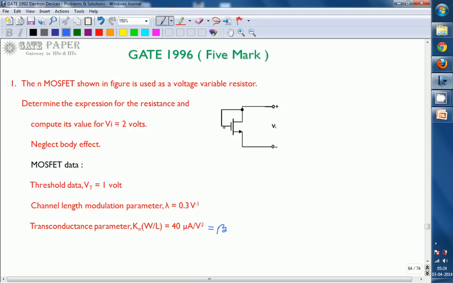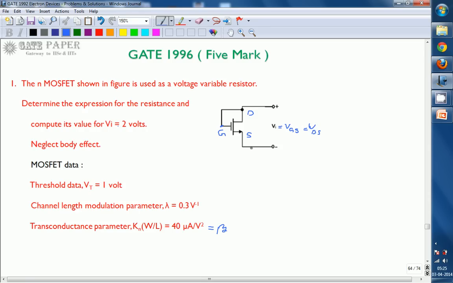In this diagram, this is nothing but the gate and it is the drain. This is the source for N channel. Whereas gate and drain are shorted together. Gate and drain being shorted together means Vi, you can write it as VGS, which is nothing but VDS. VGS is equal to VDS. Since drain and gate are shorted, the input voltage is nothing but VDS.